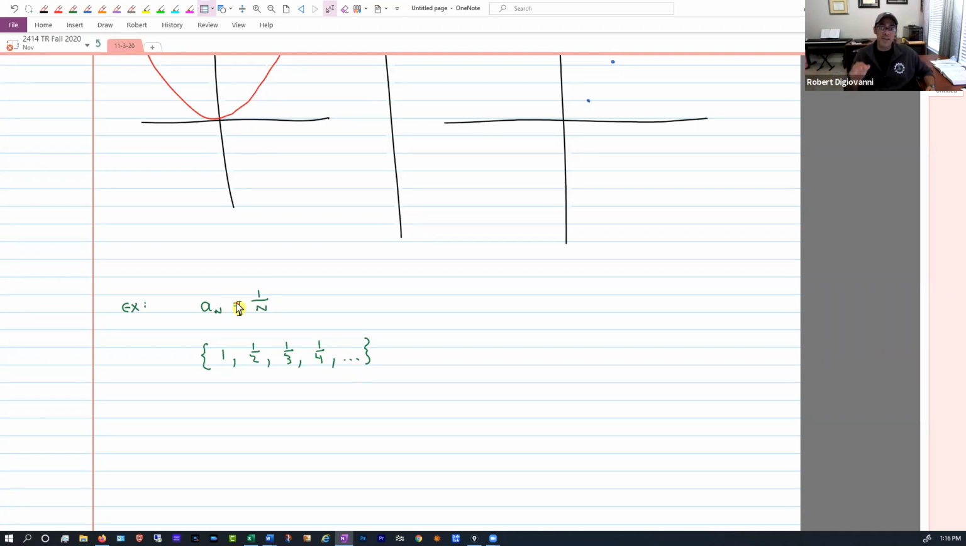Now, most of the sequences that we will deal with in this class will be infinite sequences. We don't do much with finite ones. We will do a little bit, but even when we do finite, it's only because we're going to take a limit and go to infinity anyway. So we have very few finite sequences here.